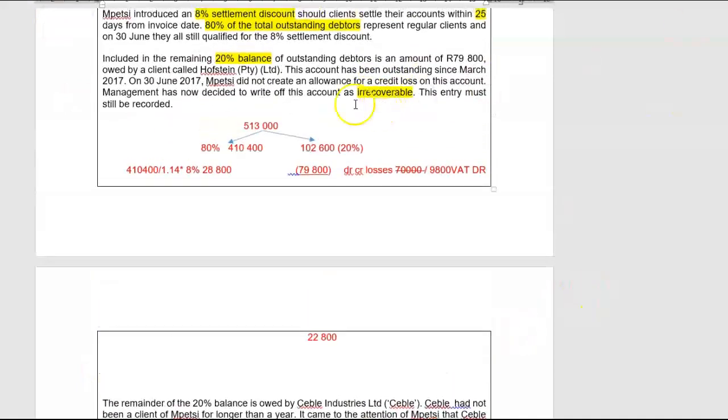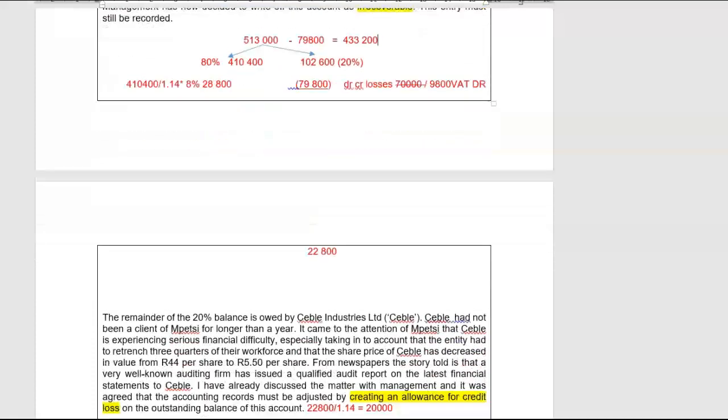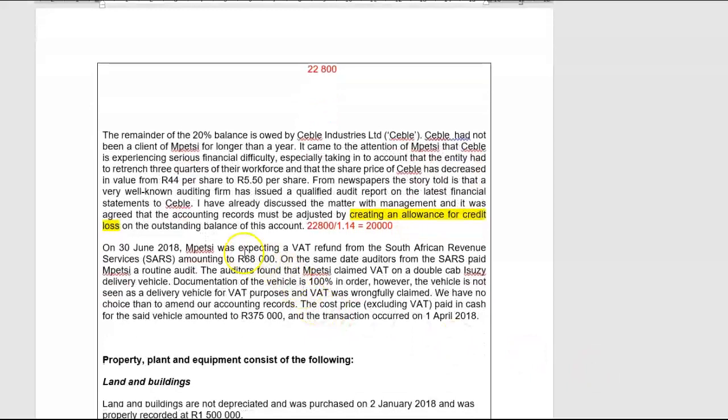What is our total debtors balance after we have written off this bad debt of 79,800? Because that is going to go against the total account. So our total remaining balance that we're going to show is going to be 433,200. Right, let's see if they want us to do something. That is in trade receivables.